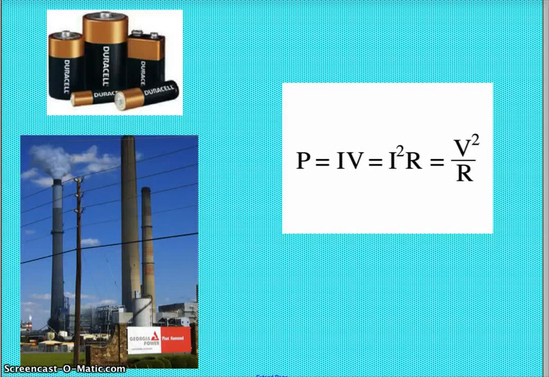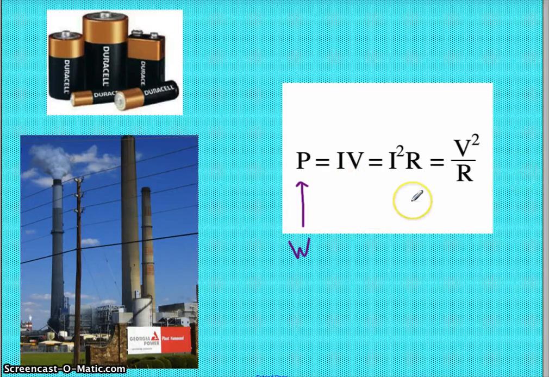Electrical energy comes not only from batteries, but also from power plants like Plant Hammond here that could be miles away. In our case, this is not too many miles away, but it provides electricity for many, many miles. So electrical power is what we're looking at a formula for here. Power is measured in watts. You may remember that our light bulbs are in watts, so you probably knew that watts and electricity tie in at some point.